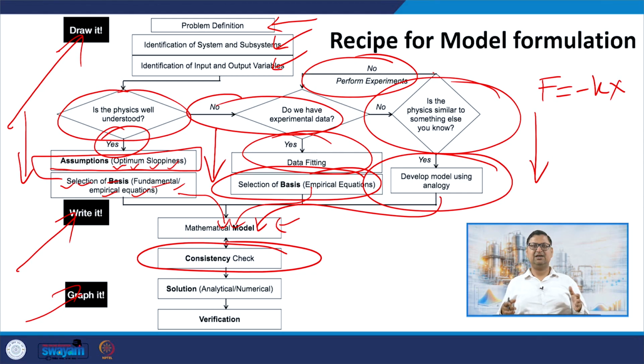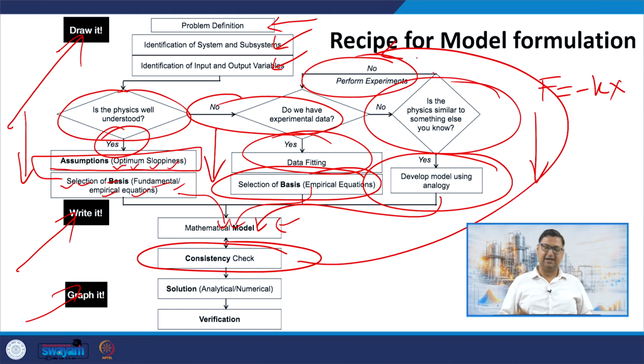By consistency, I mean: do I have enough equations to find all the unknowns in the system? We talk about degrees of freedom. The number of equations should be equal to the number of unknowns. If we do not have that, then the model is not consistent. If I am working with units, I need to ensure that we work in consistent units, let us say SI units everywhere or CGS everywhere, right.